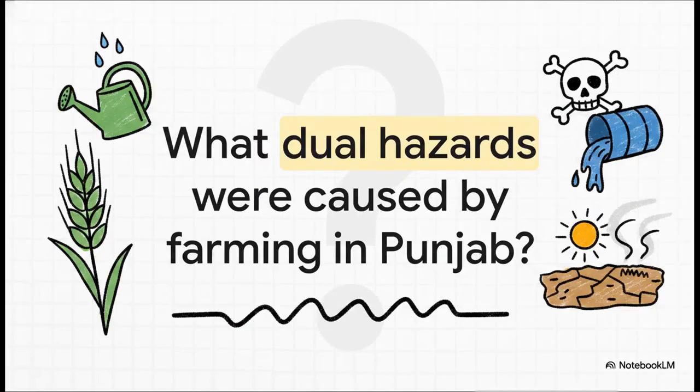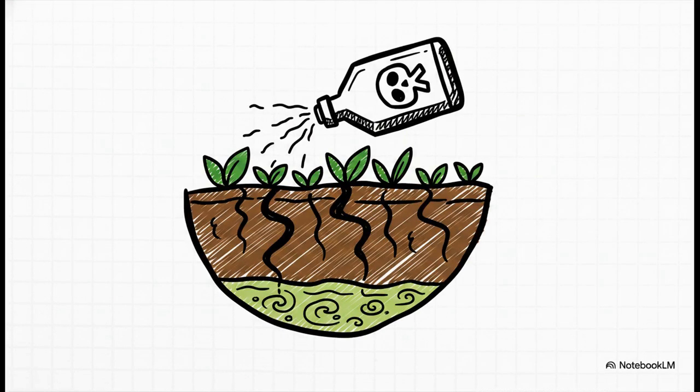Let's pause and think about the inputs those high-yielding crops needed. It wasn't just water. What dual hazards were created by this style of modern farming? You guessed it. The first hazard, obviously, was the severe depletion of groundwater. But the second, which is so often overlooked, was intense chemical pollution. Modern farming relies heavily on chemical pesticides and fertilizers. Over time, those harsh chemicals seeped deep into the soil and dissolved right into the shrinking groundwater supply. So not only did the water run out, but the little water that was left became toxic.